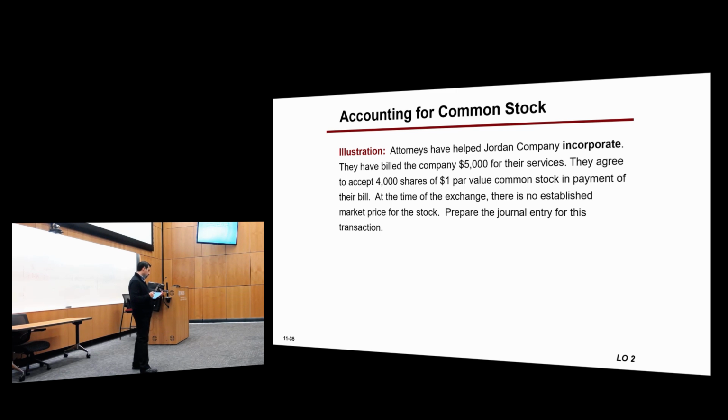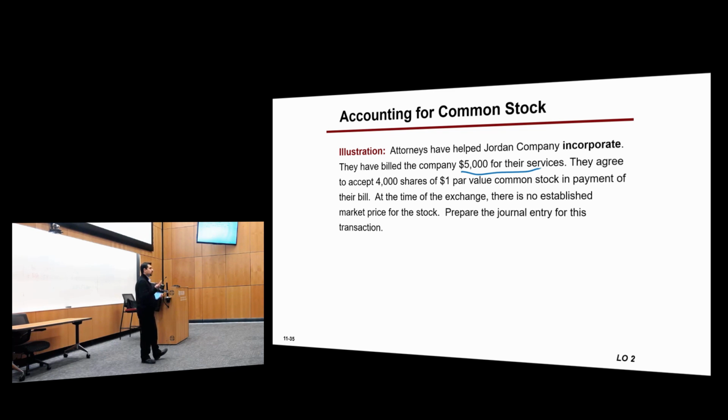Attorneys have helped Georgian company incorporate. So this is when the company started. They have billed the company $5,000 for their services. Remember, services in many cases can be negotiable, right? And $5,000 is the bill. They agree to accept 4,000 shares of $1 par value common stock in payment of their bill.